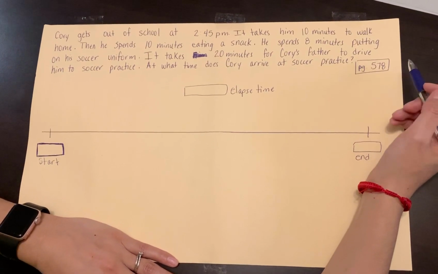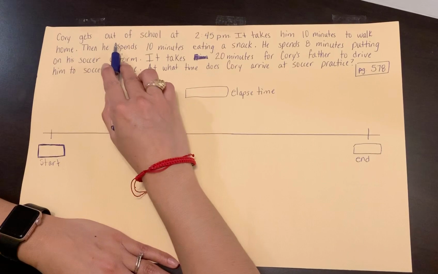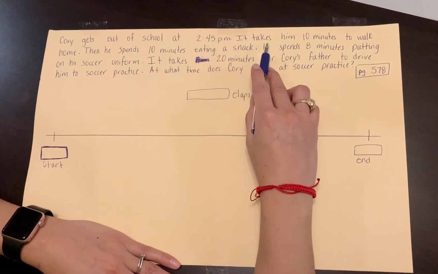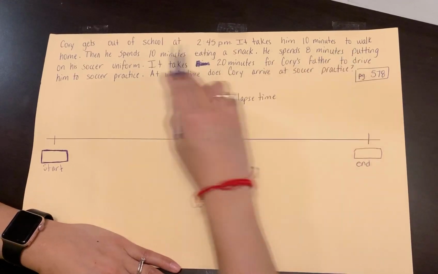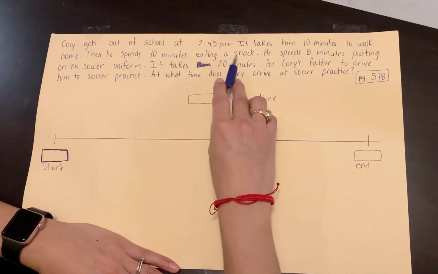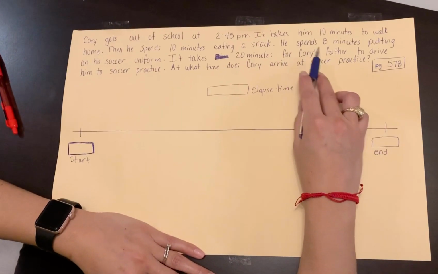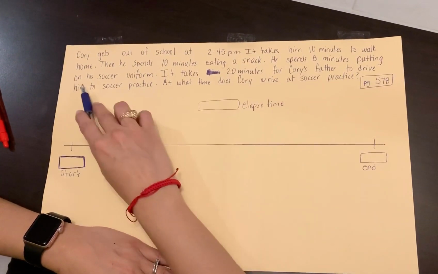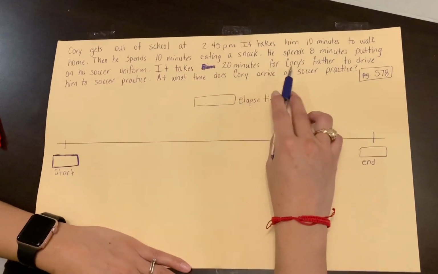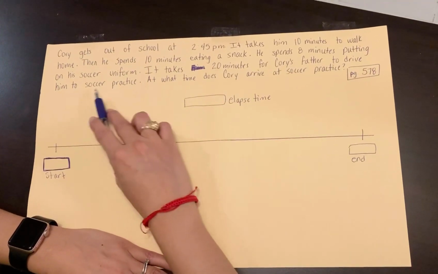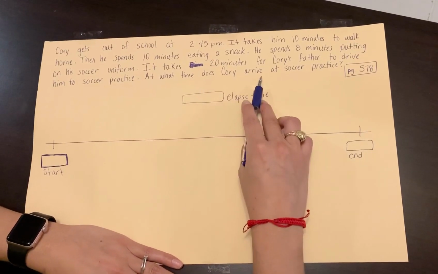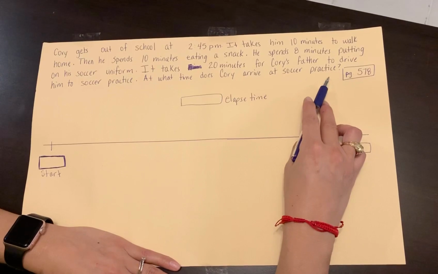I'm going to start reading the problem. Corey gets out of school at 2:45 p.m. It takes him 10 minutes to walk home. Then he spends 10 minutes eating a snack. He spends 8 minutes putting on his soccer uniform. It takes 20 minutes for Corey's father to drive him to soccer practice. At what time does Corey arrive at soccer practice?